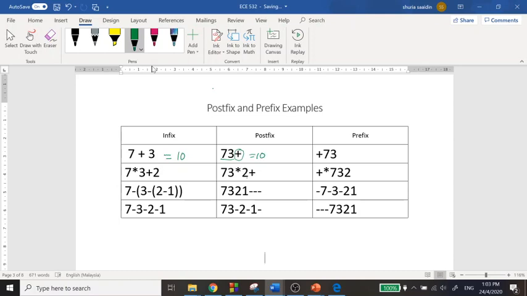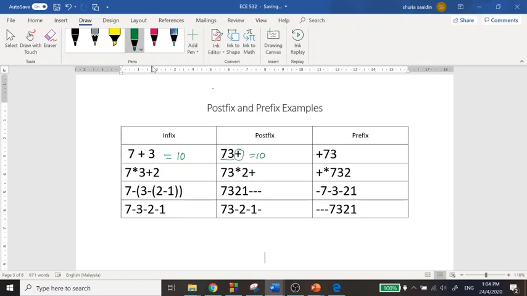For prefix, you have to scan from right to left. Postfix left to right, prefix right to left. Then it's the same algorithm. You have to scan until you reach the operator. So from the right, you have 3. 3 is not an operator. Then you go to the next one. 7 is not an operator. Then you go to the plus sign.